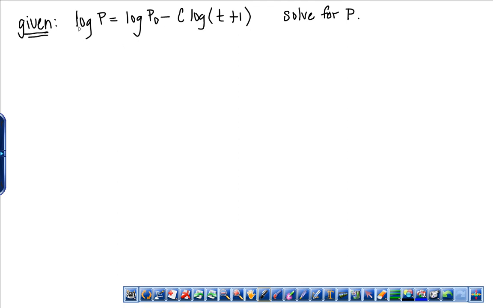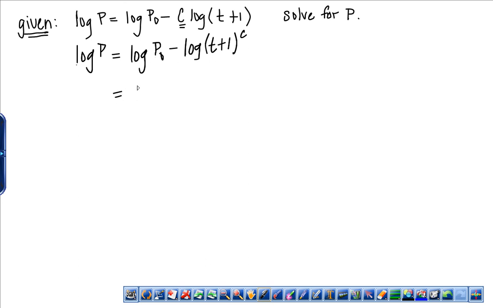I've got a log on the left side, and I'm going to have to apply some log rules before I can get a single log. I think I'm going to have to move that c first. So log of p naught, and I still have that log of t plus 1, and the c is going to be an exponent. Remember, there's no rule that says to distribute your log in. So nothing to do here or here.